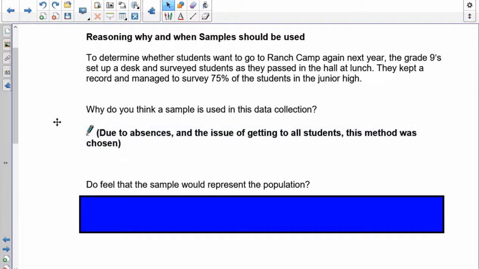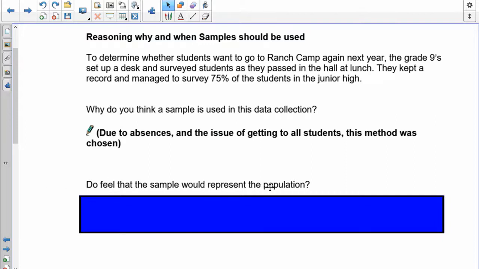Due to absences and the issues of getting to all students, this method was chosen. All right, they didn't want to track down the people who weren't in the classes. Now in grade 9, people go to all different classes. Maybe they've got structured classes where you have different levels of learning, in which case getting to all of them may have been difficult. But in this situation, they chose to do it this way.